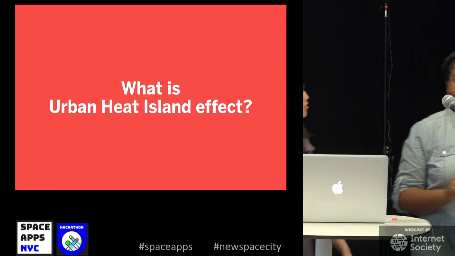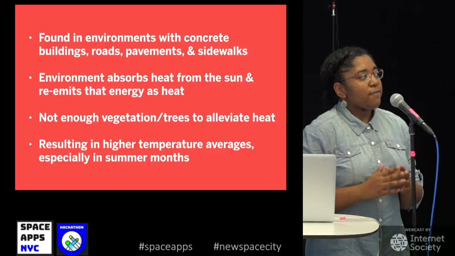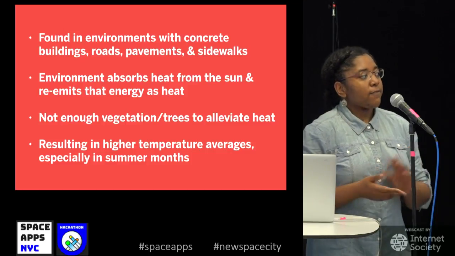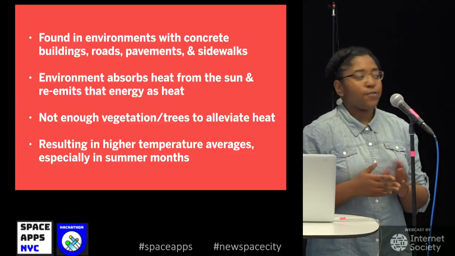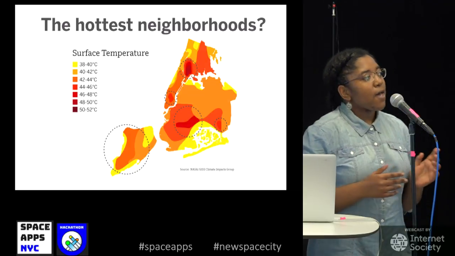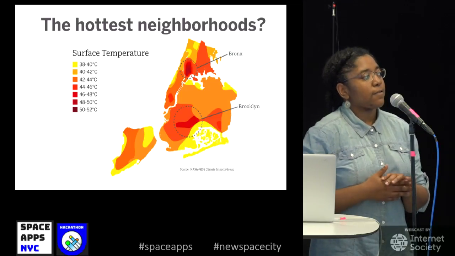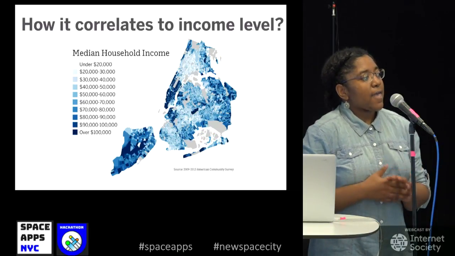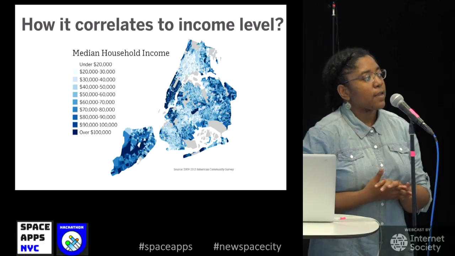So what is the urban heat island effect exactly? It's found in environments with a lot of concrete, asphalt, roads, pavements, and so on. The environment absorbs the heat from the sun and re-emits that energy as heat. There's not enough vegetation to alleviate that problem, which results in higher temperature averages, especially in the summer months. So what are the hottest neighborhoods in New York City? We found out that the Bronx and Brooklyn have the highest surface temperatures. So how does that correlate to income level? We can see that certain pockets of neighborhoods in the Bronx and Brooklyn have some of the lowest median household income levels in New York City.